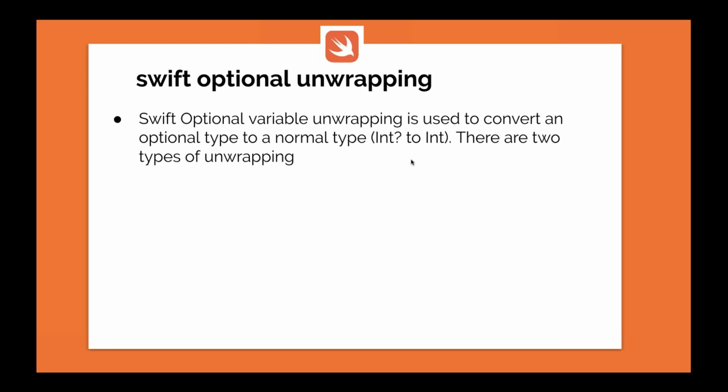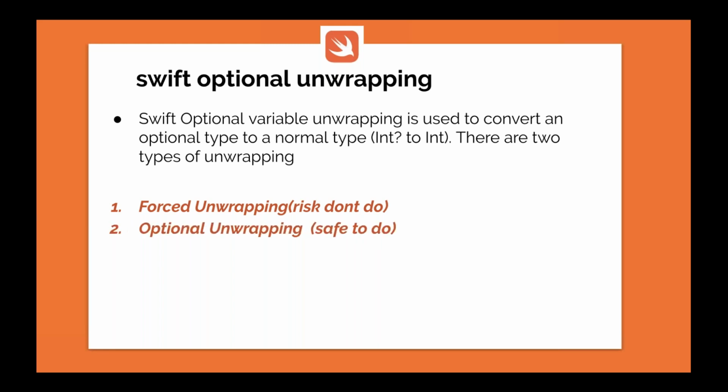There are two types of unwrapping. One is called forced unwrapping and the other is called optional unwrapping, which is safe to do. Forced unwrapping is risky, don't do it, I will tell you what's wrong. Whereas optional unwrapping is safe to do and recommended. But better than this, I will discuss in the next session. Most probably we need other topics like collection types. If we know those, then we can give you a better opportunity to see how we deal with Swift optionals.